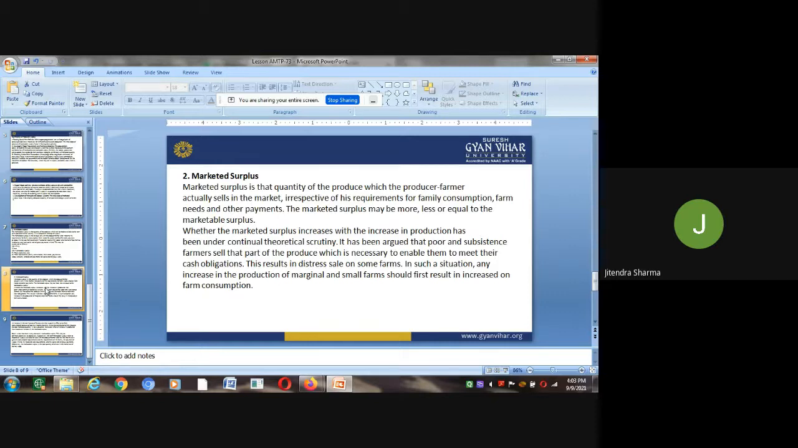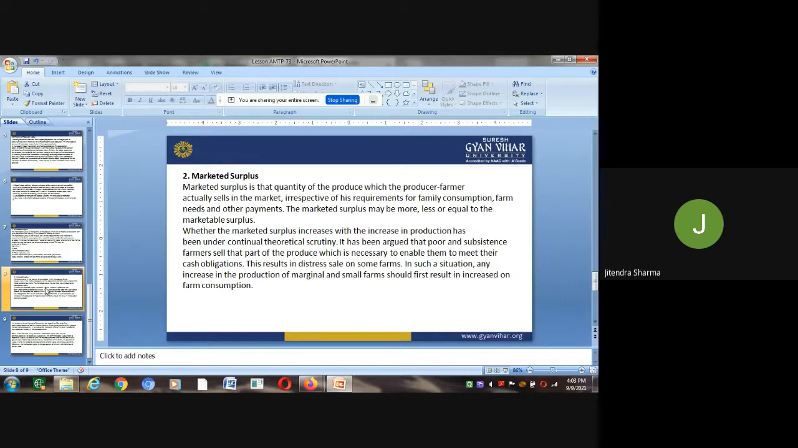So whether the marketed surplus increases with the increase in production has been under continual theoretical scrutiny. It has been argued that poor and subsistence farmers sell the part of the produce which is necessary to enable them to meet their cash obligations. The result is distress sale, and in some farms in such a situation, any increase in the production of marginal and small farms should first result in an increase in farm consumption.